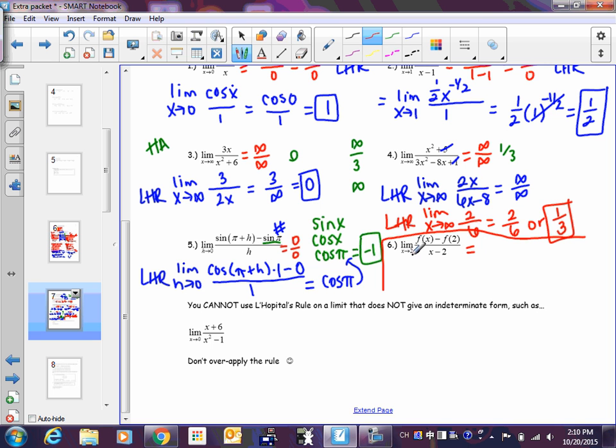So what would happen if I plugged 2 in and just tried to solve the limit that way? Yeah, I get f of 2 minus f of 2 over 2 minus 2, 0 over 0. And so now I apply L'Hopital's rule. So the limit as x approaches 2, that part stays the same. What would be the derivative of the top? Well, the derivative of f of x would just be f prime x. I don't really know what that is. But what about f of 2?